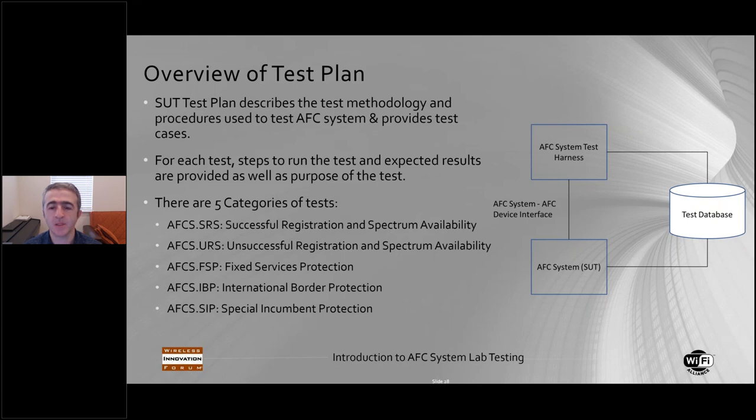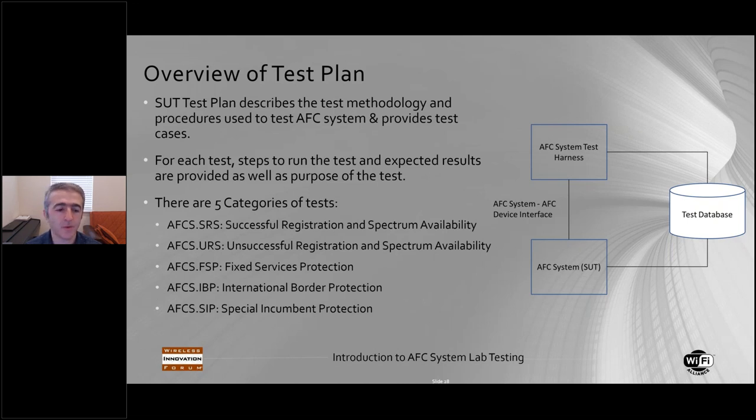As the name implies, basically we send an inquiry to an AFC system, and we want to make sure that we get a successful response. Then there is unsuccessful registration and spectrum availability, that's the second category. We want to make sure that when certain components are missing, for example if the location object is missing, or if you have invalid data in certain fields, the AFC system does not return channel availability. So that's for unsuccessful registration and spectrum availability.